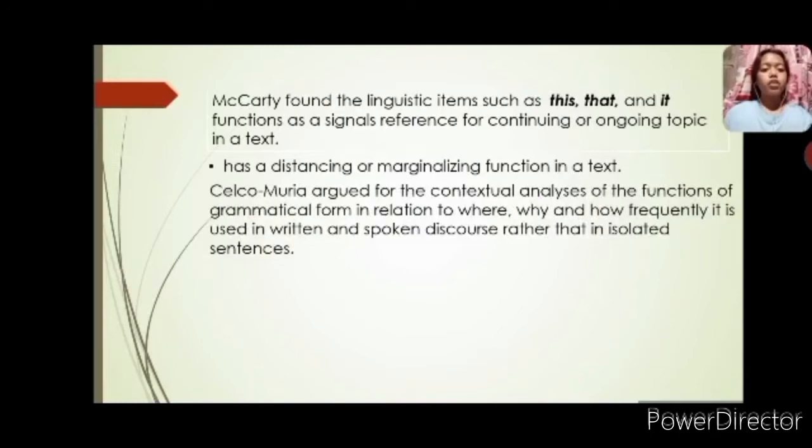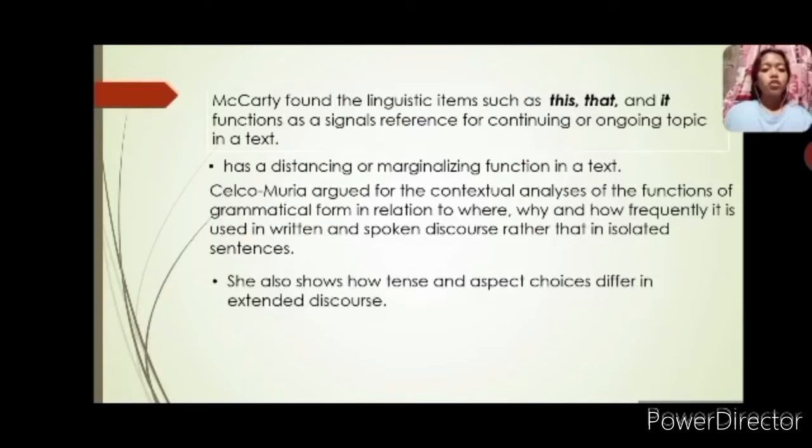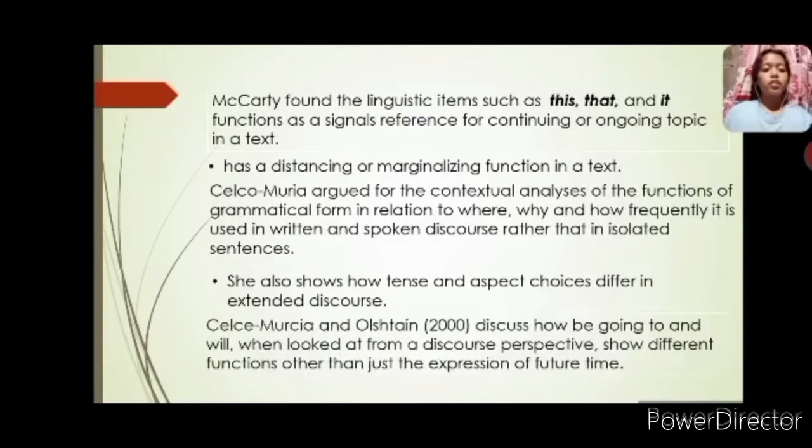Celce-Murcia argued for the contextual analysis of the functions of grammatical form in relation to where, why, and how frequently it is used in written and spoken discourse, rather than in isolated sentences. She also shows how tense and aspect choices differ in extended discourse. Celce-Murcia and Olshtain 2000 discuss how be going to and will, when looked at from a discourse perspective, show different functions other than just the expression of time.